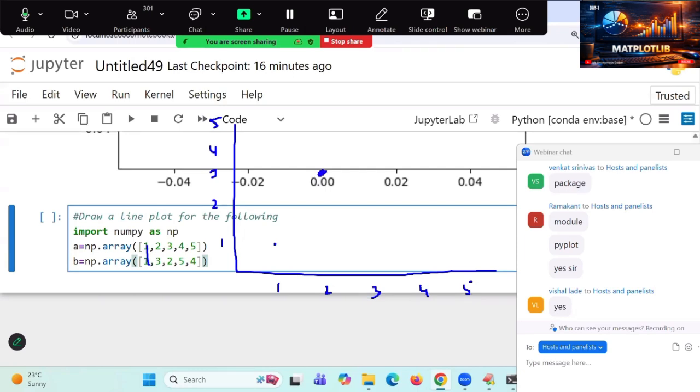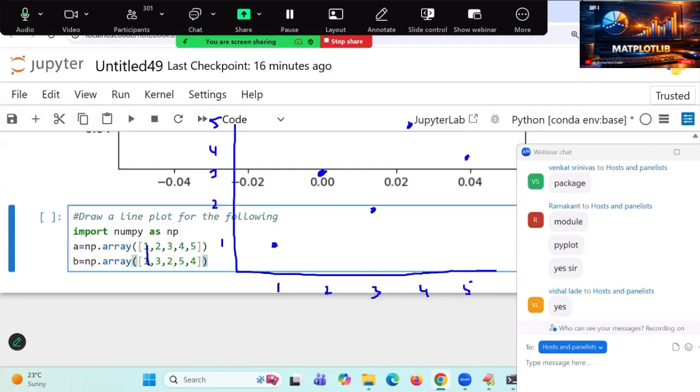Please keep some dots. I will connect them. Next is 3, 2. This is a 3, and then this is a 2. Next is 4, 5. This is a 4, 5. Next is 5, 4. This is a 5, 4.